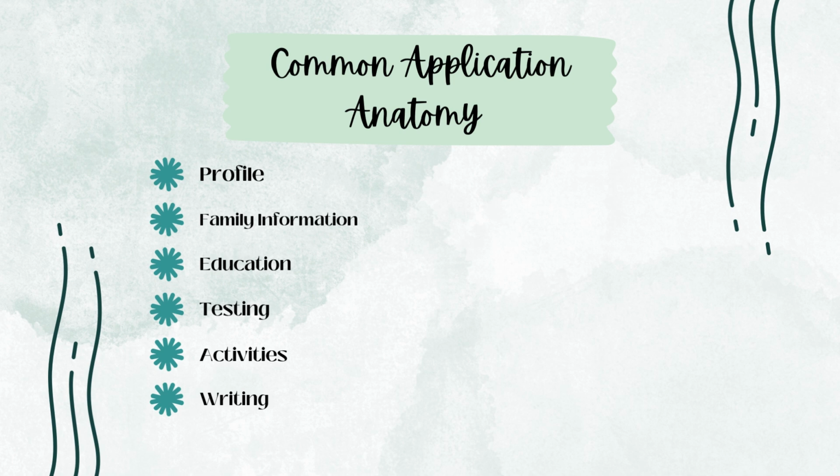There are 6 sections of the Common Application. It is a profile, your family information, your educational background, testing, activities, so what you did in school and outside of school, and then the writing section.